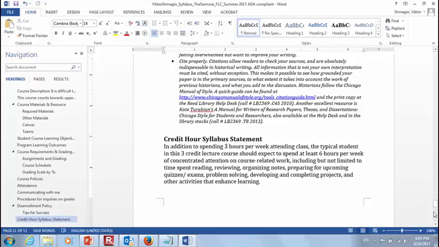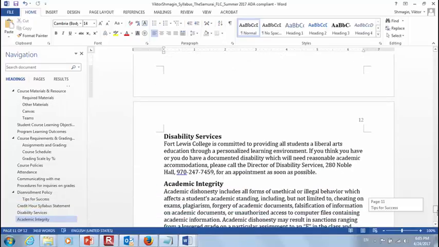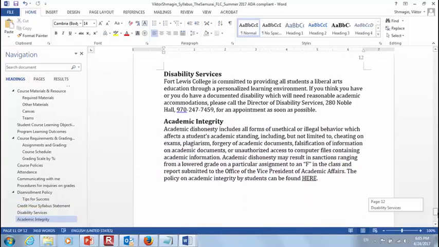Credit hour syllabus statement: 3 credit hours per week attending class, and 6 hours per week of concentrated attention on course-related work. And this is outside of class, and this is during a normal time, so it's actually very much condensed for this 5-week summer course. Basically condensed by a factor of 3. 5 weeks in this course, 15 weeks in a usual course.